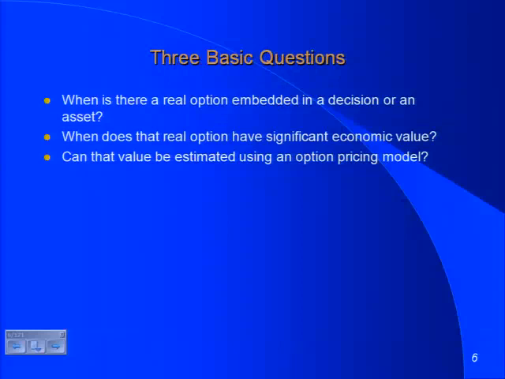When should we even be talking about options? What is an option? How do we recognize that there's an option in an asset and start pulling out our option pricing tools? Second step. When does that option have significant economic value? In other words, when should we even be wasting our time applying models to come up with the value of the option? When does an option have significant economic value? Final question, assuming there's an option that has significant economic value, when can I use option pricing models to actually value the option?